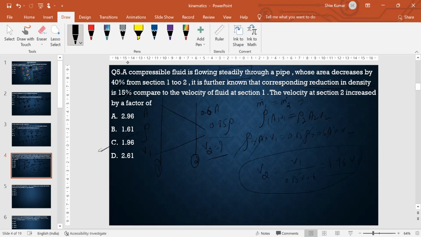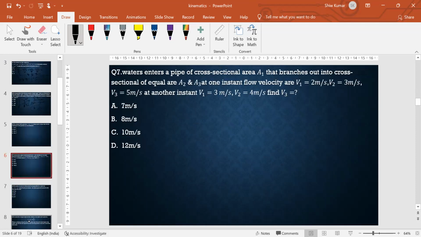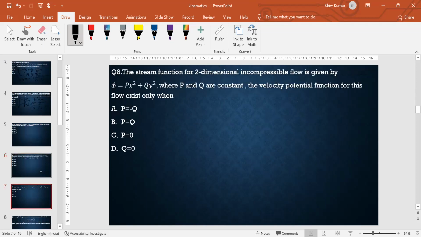So for today we will stop here. In the next class we will discuss acceleration, how you find rotational velocity, and what types of acceleration there are, and also we will discuss the velocity potential function and stream function. That's it. Thank you.